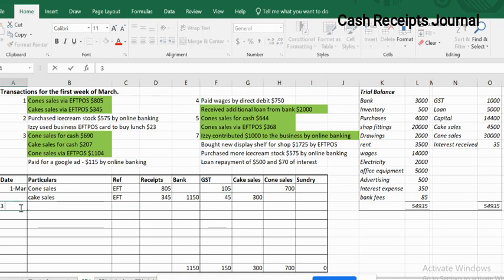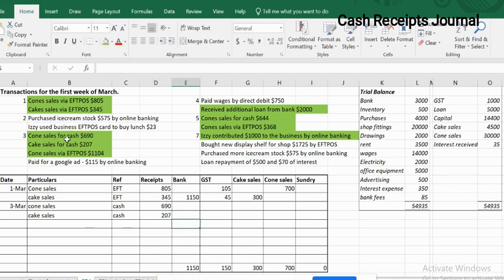Okay, my next date is the 3rd of March. So I'm down 3 March. My computer sends it into that format. Okay, so I've got some cone sales there. Looking at those, bar for cash. So in here I'm going to write cash into my reference, and all cash goes into the receipt. So in this case, 690 here. I'm going to just pop down to my next one. I've got cake sales here. That's also cash. So there and 207.